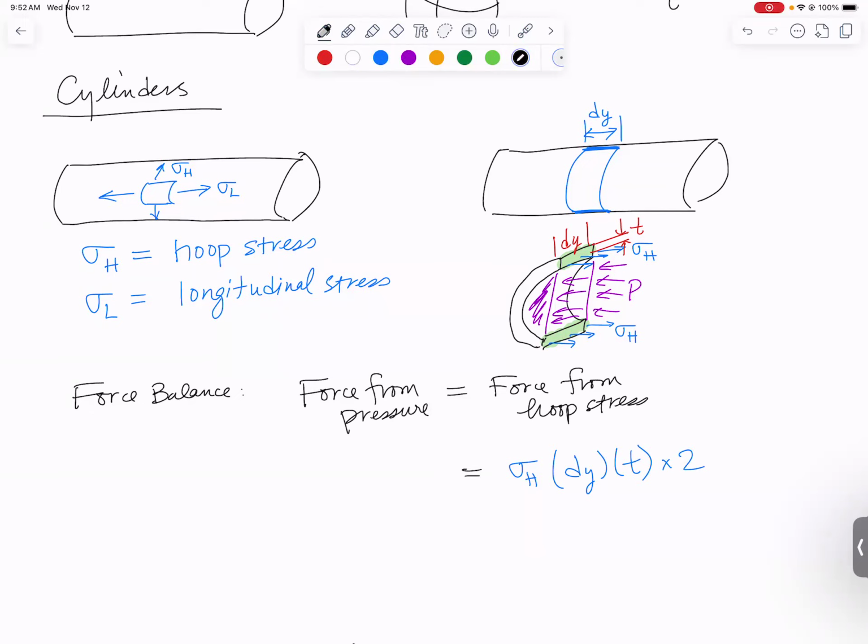And then on the left side, I need the force from the pressure. I made that purple. So if the pressure is P, what area does it act over? The width is also dy. And what's the height? It's going to be related to, guess what? The radius of my pressure vessel. From the bottom to the top would be 2 times the radius. And right there, that is the purple area. And this one right here is the green area.